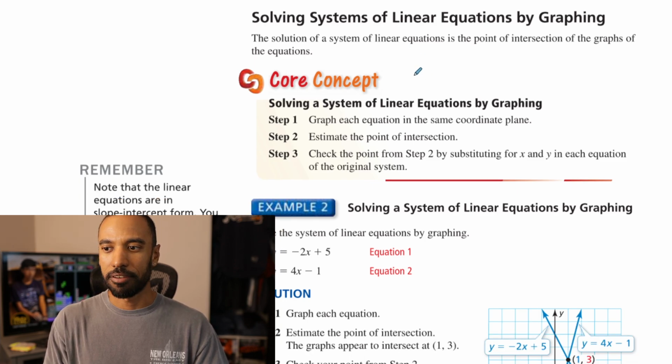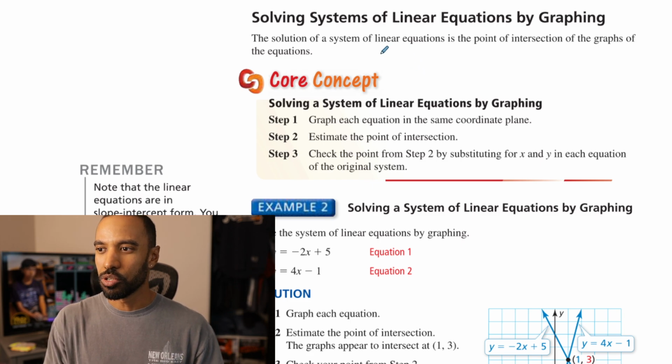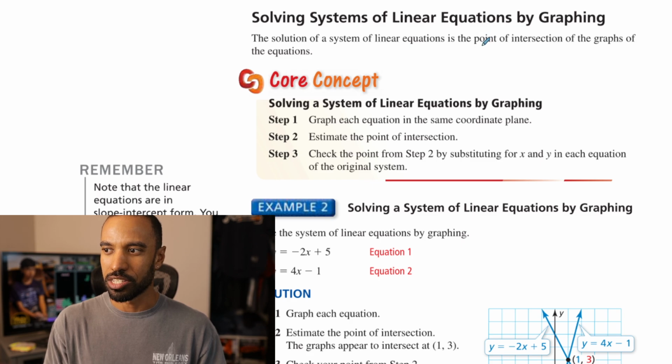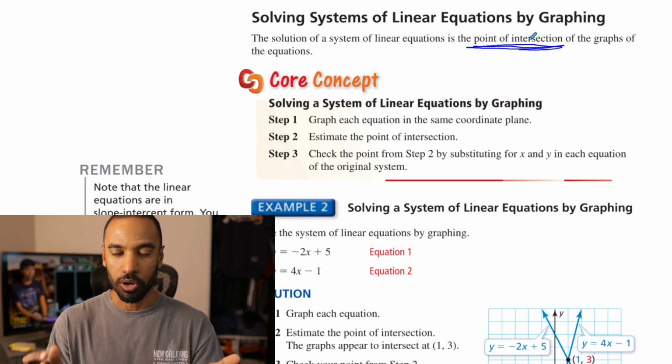All right, solving by graphing. I kind of mentioned some of it, but I didn't get the full gist of it just yet. The solution of a system of linear equations is the point of intersection of the graphs of the equations. Now, that's the part I didn't mention. You draw your lines on the same graph. Wherever they intersect is the solution to the system, assuming the graphs are correct.